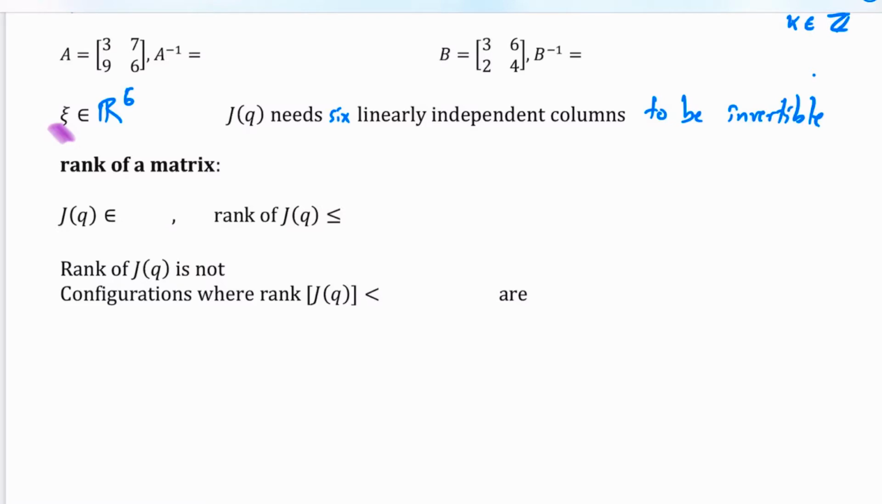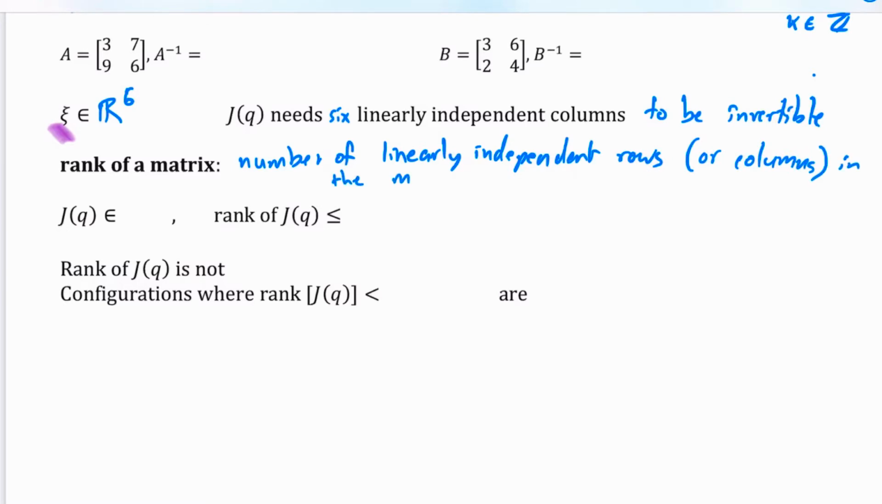So we need to think about what is the rank of a matrix. Well, the rank of the matrix is the number of linearly independent rows. So we know that our J of Q is going to be in R 6 by n. And so the rank of J of Q is always going to be less than or equal to the smaller of those dimensions, 6 or n. So you can never have more than 6 degrees of freedom, and you can never have more than n linearly independent rows.